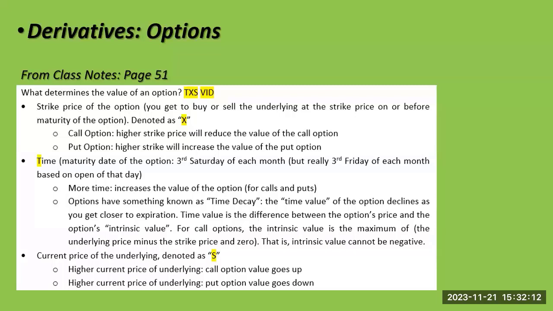V, volatility or standard deviation. I, interest rates, and D is dividends. That's the one we're not going to include. So that's it. If someone asks you what determines the value of an option: when does it expire? Does it expire in 3 months or in 6 months? What's the strike price? Is it 210 or is it 200? What's the price of the underlying? Is it 190 or something else?